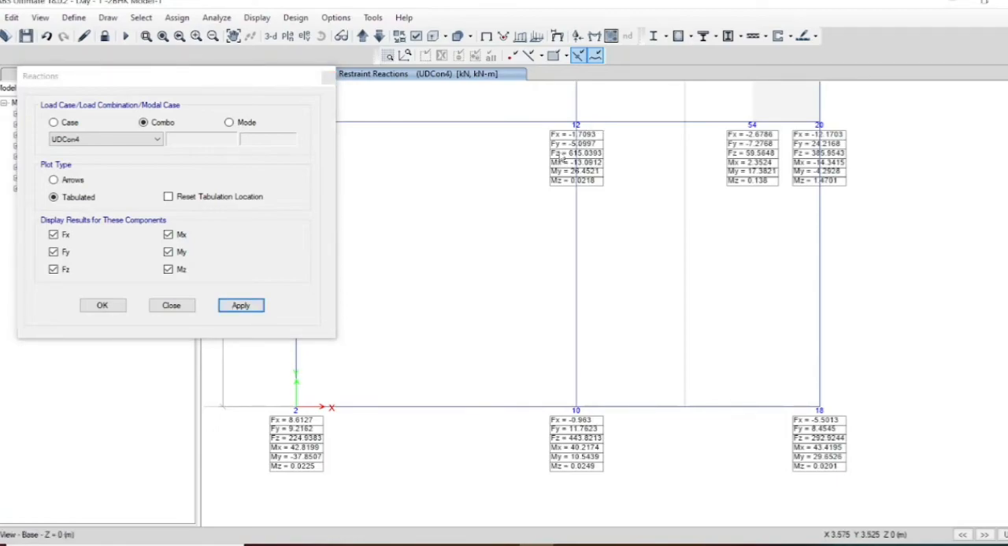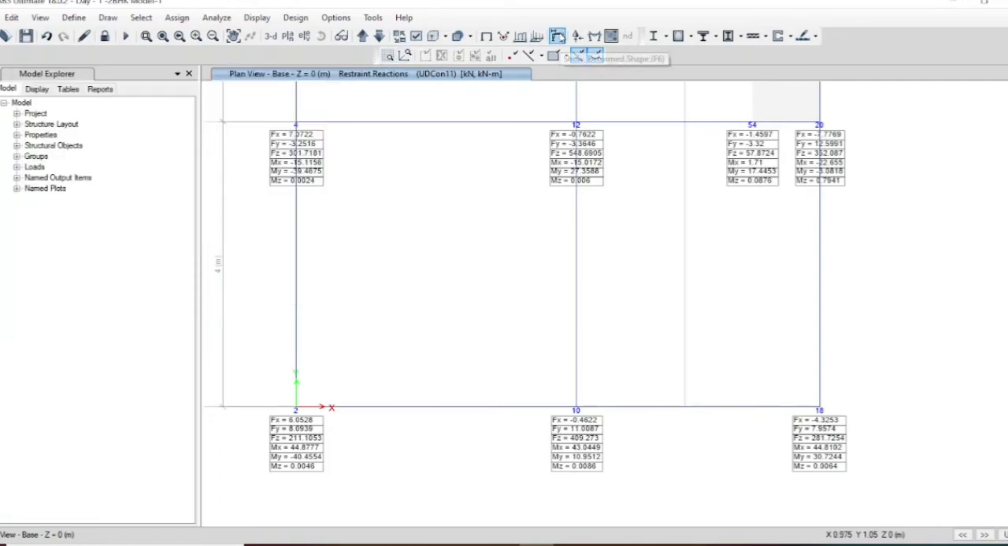This is the worst case, that is 615 kilonewton of force, and the rest of them are nominal. You will have moment. This is the highest moment, 44 and 30 as moment in x direction and moment in y direction. Z moment is very less now. This is the way to calculate the reactions, and you can check the mode shape also.